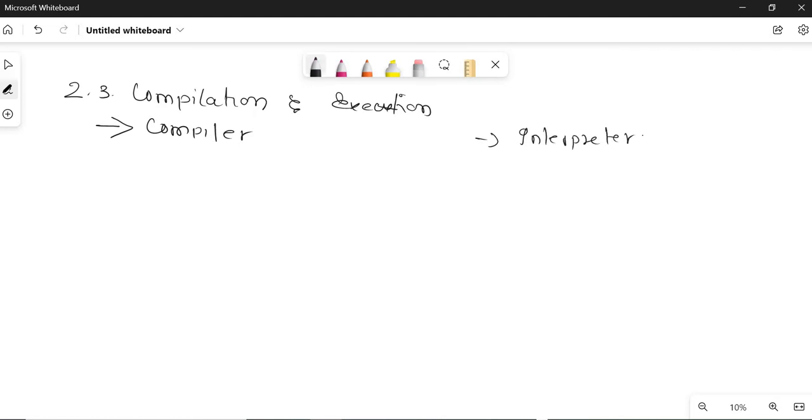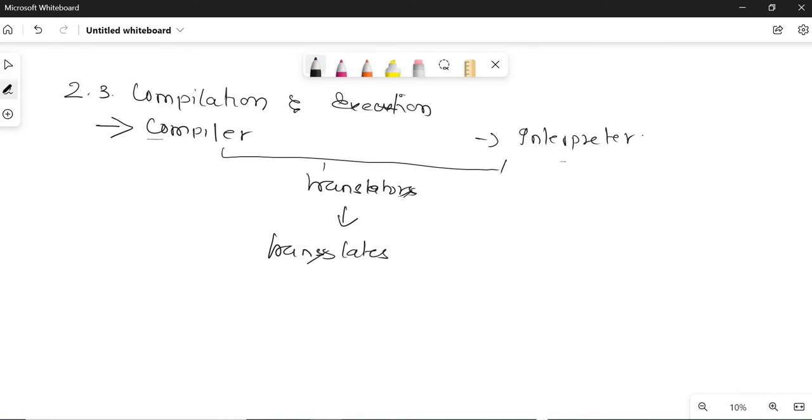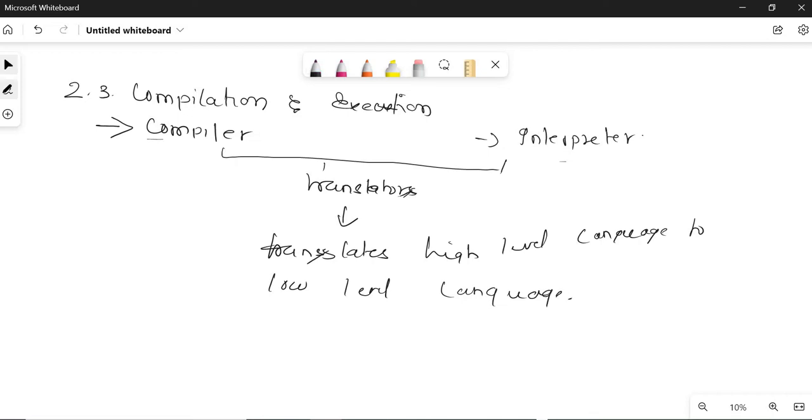Both compiler and interpreter are known as translators. These translators are nothing but software which is used to translate. Both of them translate high level language to low level language. What is high level and what is low level, we studied in previous videos.